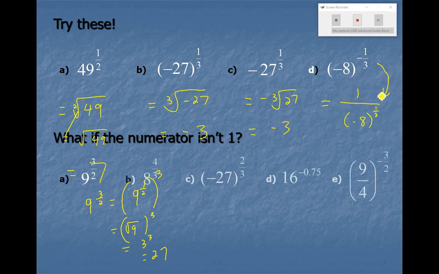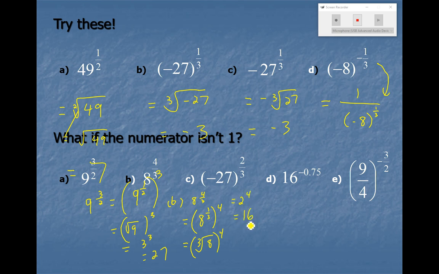Okay, here's 2 more examples. 8 to the 4/3. I'll put B right here, and I'll try and fit them all in. 8 to the 4/3. What do you do with the 4? Just put it up as an exponent. 8 to the 1/3 to the 4. Then 8 to the 1/3, we've done that a couple times already. That's cube root 8 to the 4, which is 2 to the 4, which is 16.